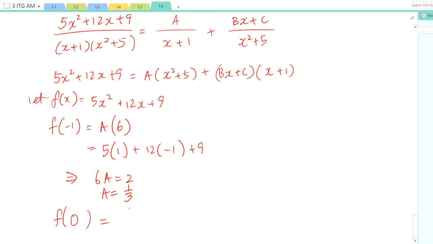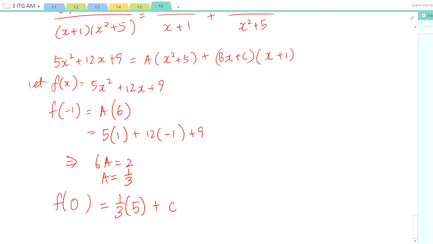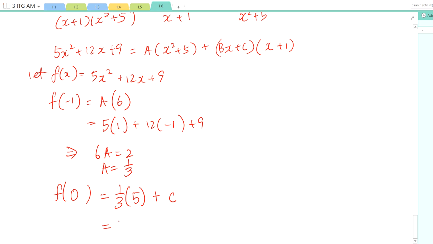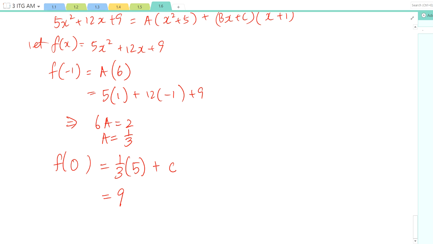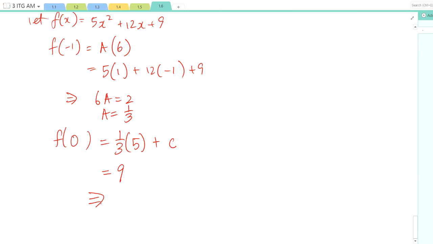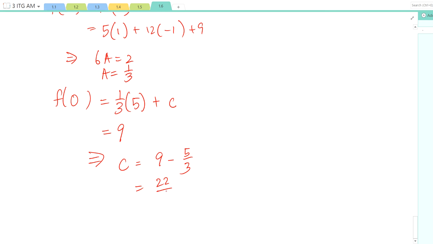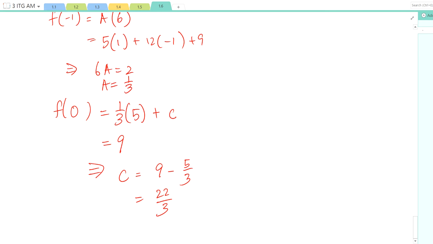On the right hand side, I've got a. Oh, I already know the value of a. Let's just use it already. That is 1/3 times 5 plus c times 1. And on the left hand side, it is supposed to give me 9. You see, some of the steps you can just skip if you can do them mentally. So this tells me that c equals to 9 minus 5 over 3. How much is that? 22 over 3. Okay, so I've got c now.